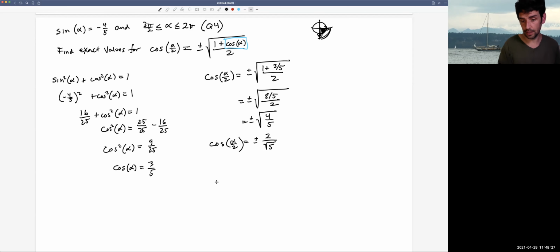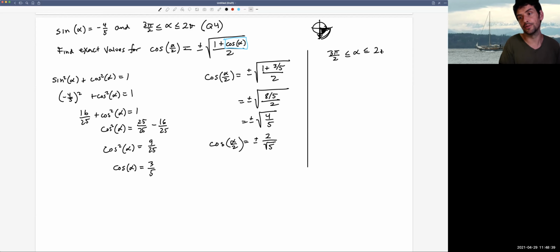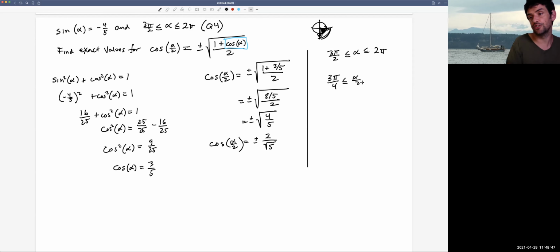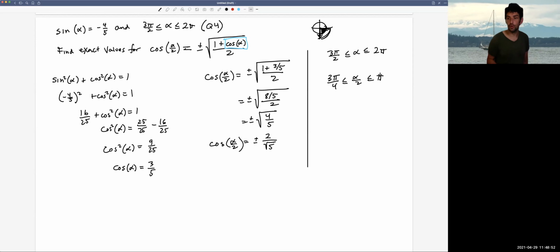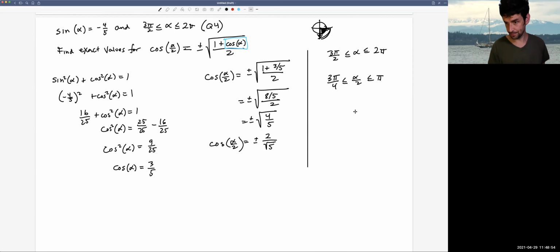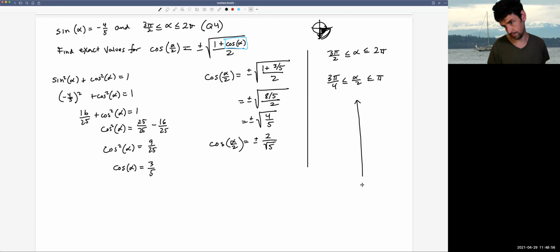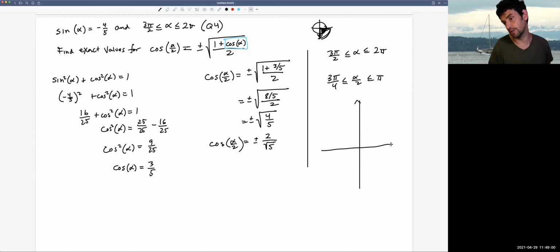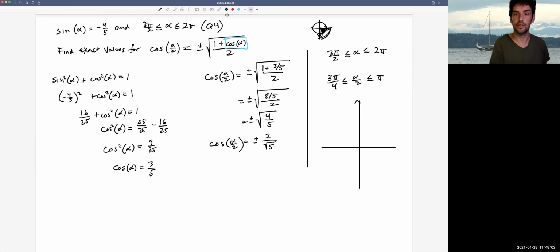So the simplest way to do it is start with this inequality up here. Since we know that 3 pi over 2 is less than or equal to alpha, which is less than or equal to 2 pi, if we divide everything by 2, 2 is a positive number, so when we divide this, the inequalities don't have to change. We get this inequality. And so let's think about where this is.